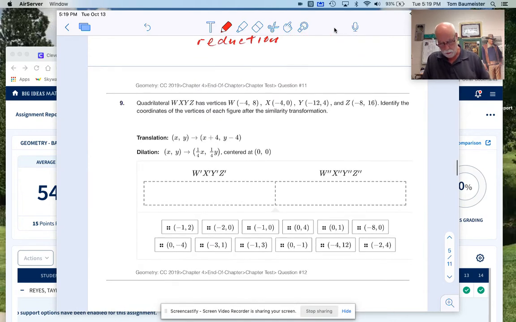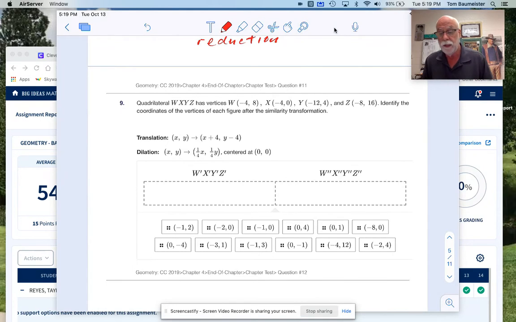All right. So this next one here, again, it looks like we're just doing a kind of word problem. So quadrilateral WXYZ has vertices -4 and 8. X is -4 and 0. Y is at the point -12 and 4. And Z is at the point 8, -8 and 16. Identify the coordinates of the vertices after each similarity transformation.